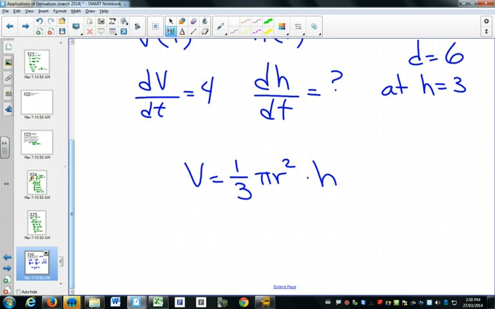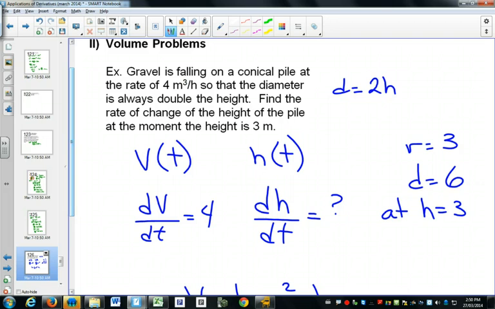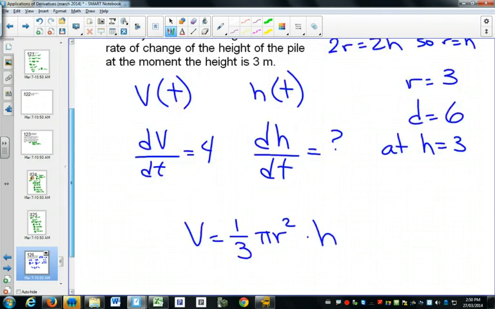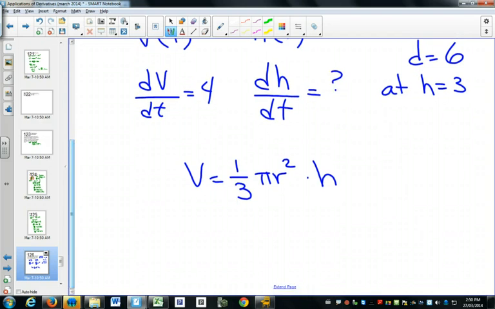Now, the problem with this is there are 3 variables, but there's a relationship between the radius and the height. The radius and the height are equal, because the diameter is 2 radiuses. The radius is 3, but that's a specific time. We want to find it at that specific time, but we're going to need to create our formula for all times. So the volume in this case is always going to be 1/3 pi, and instead of r, I can write h, and h squared times h would be h cubed.